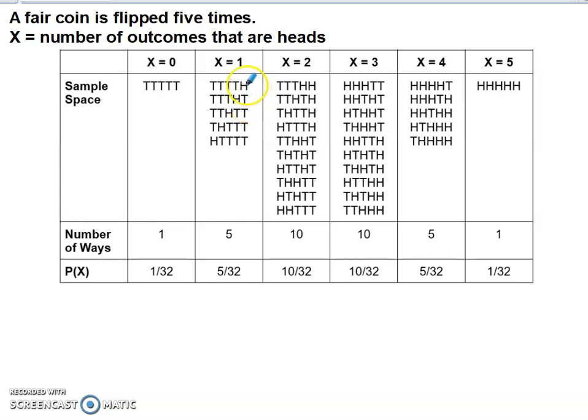How many ways can I have 1 of the outcomes being heads? I started with 4 tails in a row and the heads at the end, and then I just moved the heads to an earlier flip. So here's the 4th flip, here's the 3rd flip, here's the 2nd flip, and here's the 1st flip. These are the 5 different ways exactly 1 of the outcomes can be heads. A little bit trickier for 2.